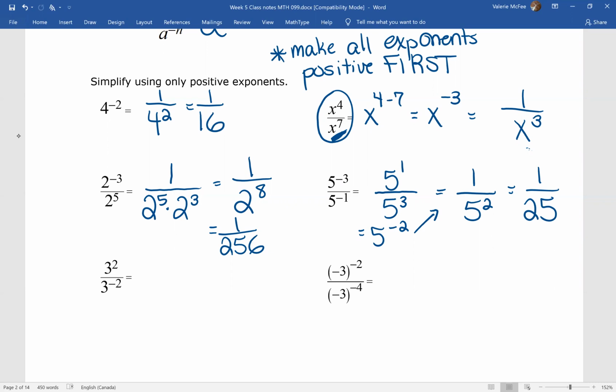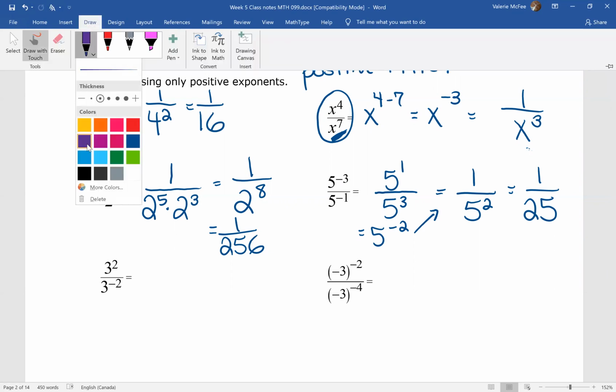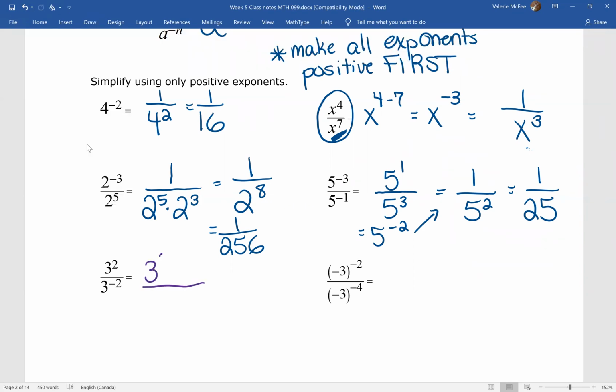Why don't you pause your video and try the next two? I have 3 squared, it's positive already. I want this one to be positive, so I'm going to move it to the numerator. That leaves 1 in the denominator. I can ignore that. Multiplying powers with the same base, add the exponents. Did you get 81 there?